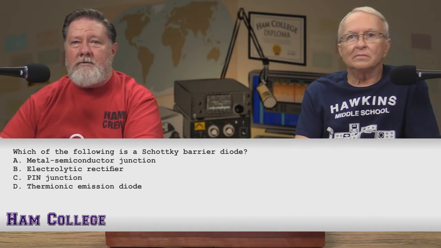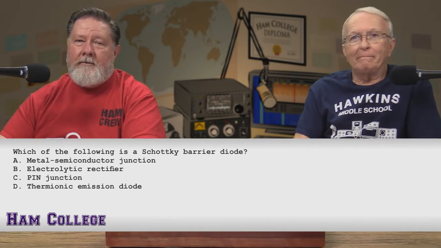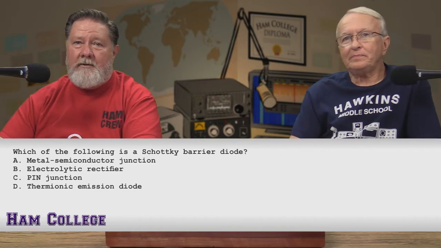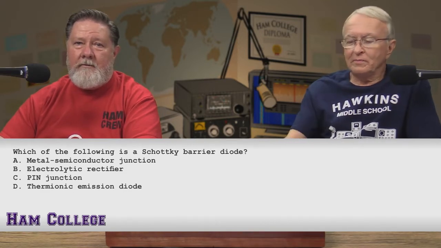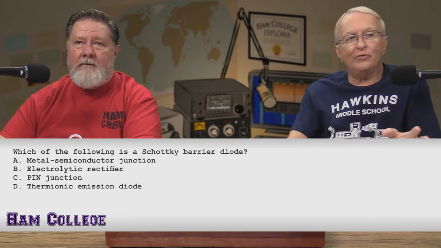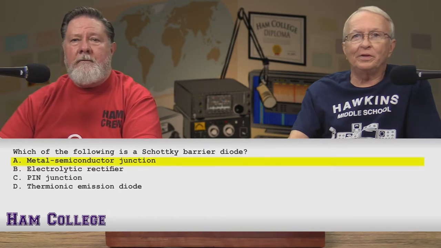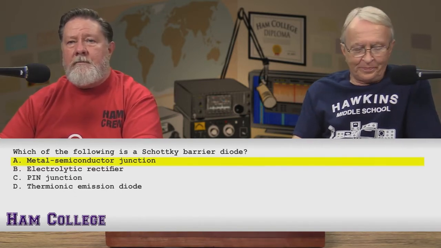Which of the following is a Schottky barrier diode? I'm going with A. Because I don't think it's B or D, I'm pretty sure. And I don't think it's going to be C because there is a PIN diode. So I think it's got to be A. Okay, well, let's see. Most of them are saying A in the chat room. Not all the answers, but it is a metal semiconductor junction.